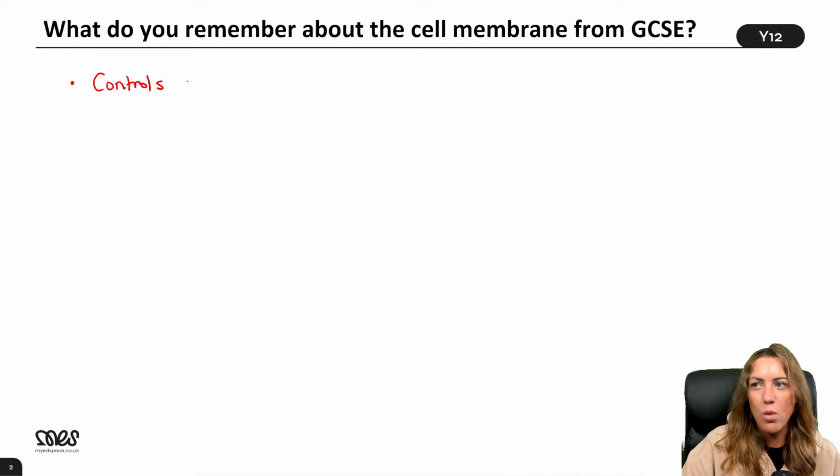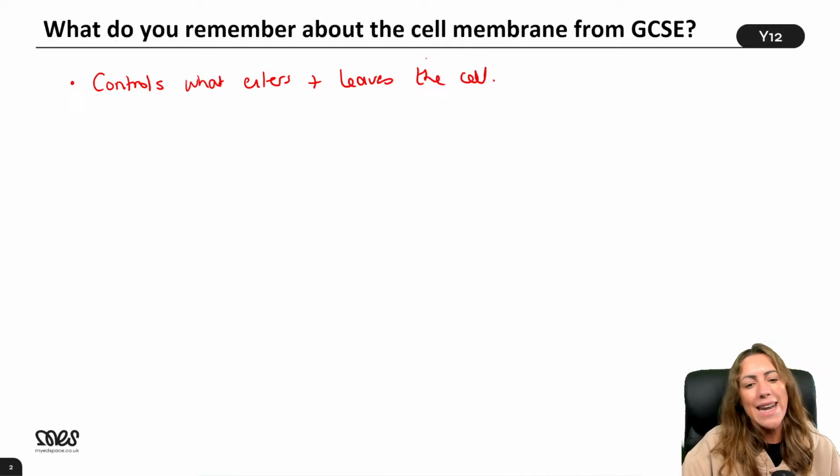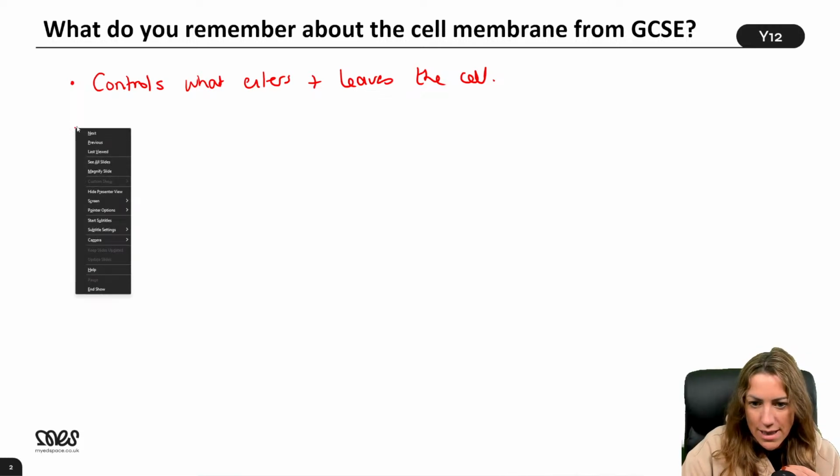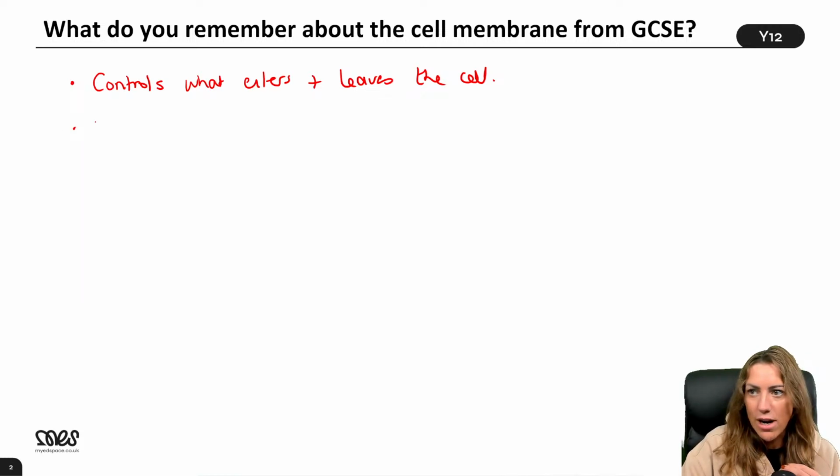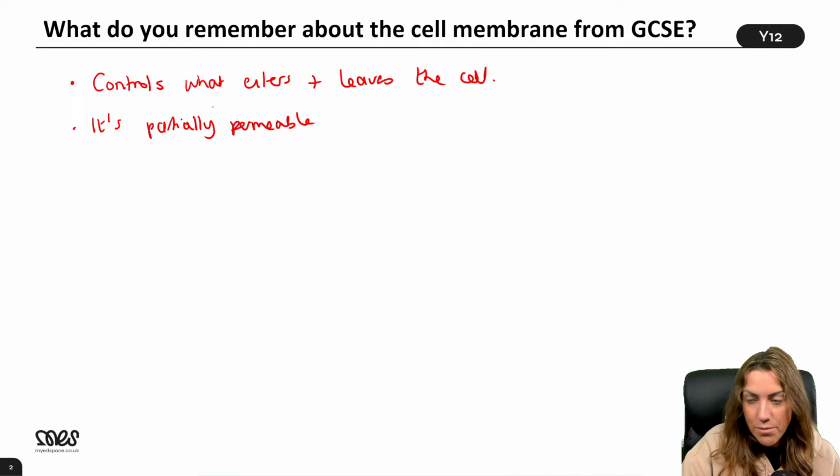So let's write down what we know. Controls what enters and leaves the cell. Can you give me any examples of ways in which things can enter and leave a cell? Any examples of the transport methods? Oh, Monkey says it's partially permeable. Yeah, let's write that down. It's partially permeable, which basically means some things can pass through it and other things can't.